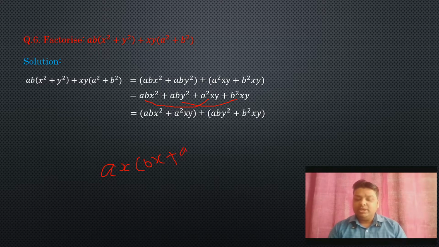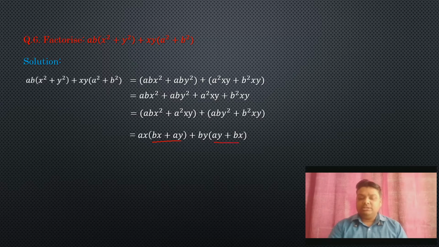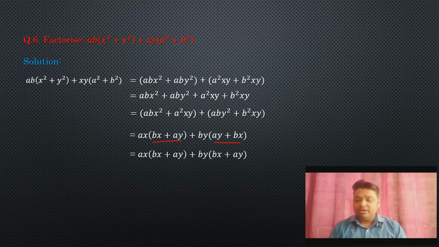Same as we can take common between these two terms. Then what will be the result? Here you can see, ax comma bx plus ay plus bx. Again you can see that it is bx plus ay and it is ay plus bx. Again we can exchange the numbers. It means we can say bx plus ay and again bx plus ay. We can change it like this. Now you can see bx plus ay is common in both the terms, and what is left? ax plus by, so we can keep it in bracket also like this.